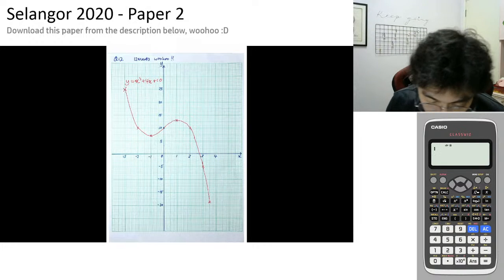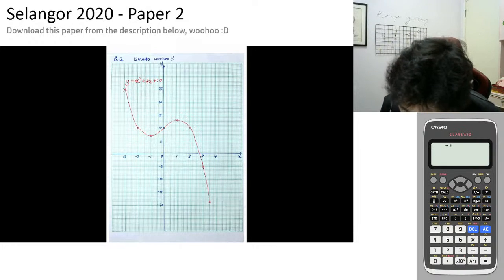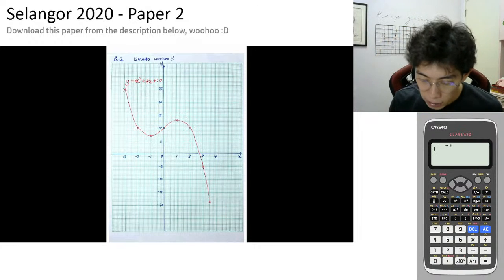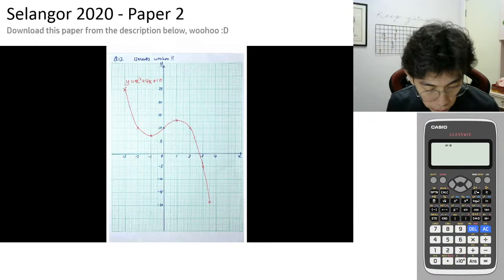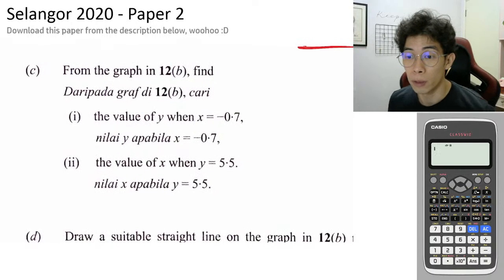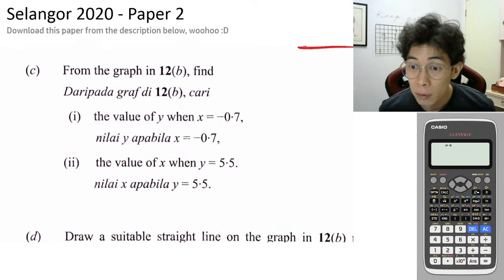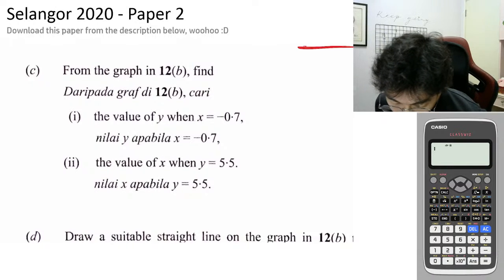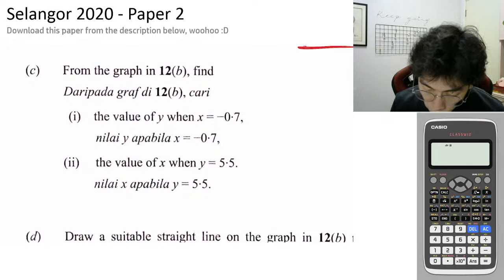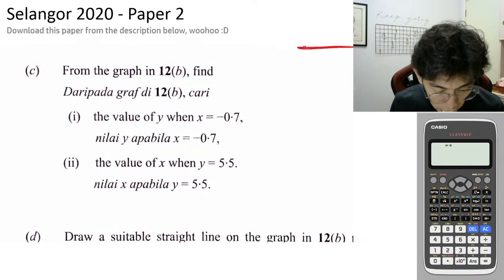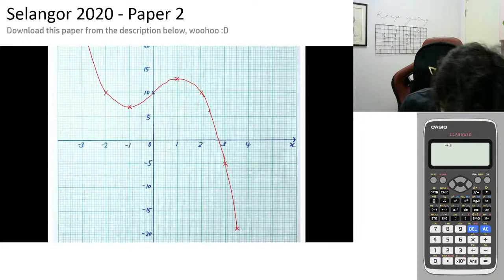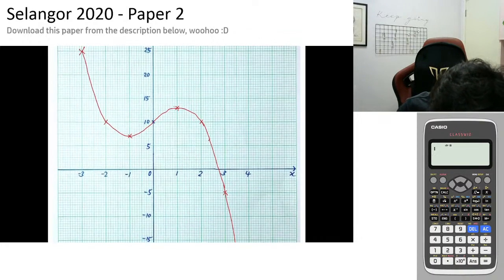So next is your part C. Part C says find the value of y when x equals -0.7. This is the part that we are looking at. So x equals minus 0.7. I'm going to look at x equals minus 0.7 to get y. So where is x negative 0.7? This is the one.